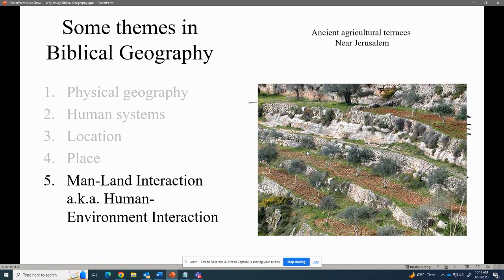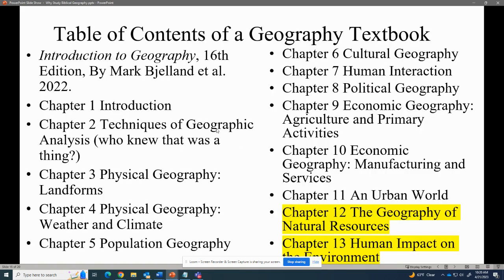Here's another one. This is actually a picture from modern times, of course, but it captures ancient agricultural terraces near Jerusalem, the city. So you have a hilly climate, rugged, and agriculture is not easy, and really almost impossible on a hillside. And so you would build these terraces using stones, and then you'd backfill the spaces with good soil. And so again, an example of human beings interacting with the environment.